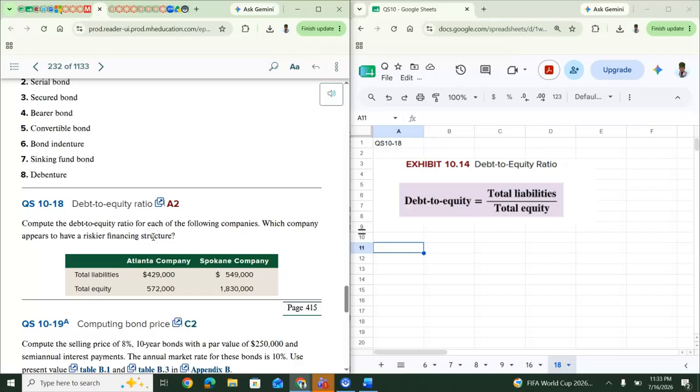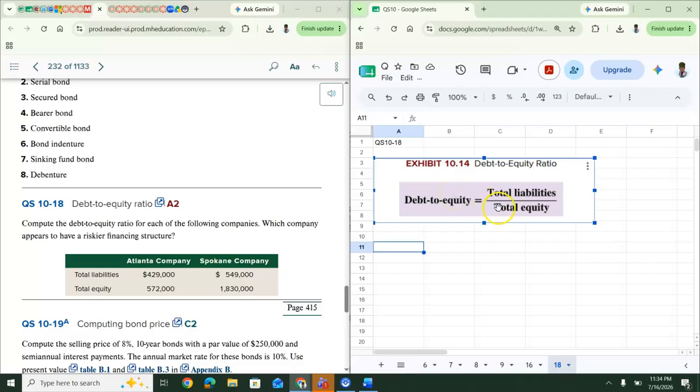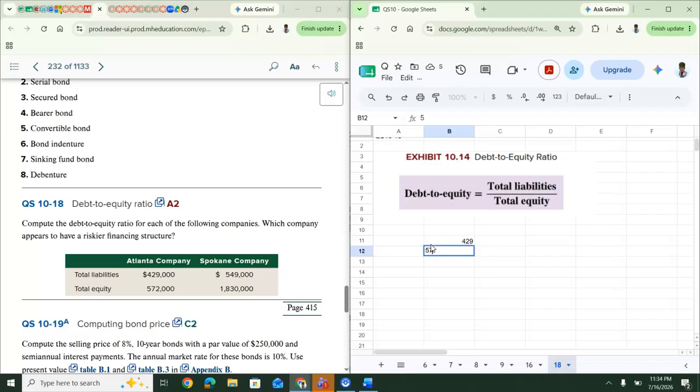And it says compute the debt to equity ratio for each of the following companies. So we have Atlanta and we have Spokane. And we have our liabilities and equity. Keep in mind that debts is just another name for liabilities. So we'll go ahead and just divide our debt by our equity. And so for the first one, it'll be the 429. And if you're punching the calculator, you won't need to put in the zeros because 1,000 divided by 1,000 is still 1. So 429. And then I'll do 572.